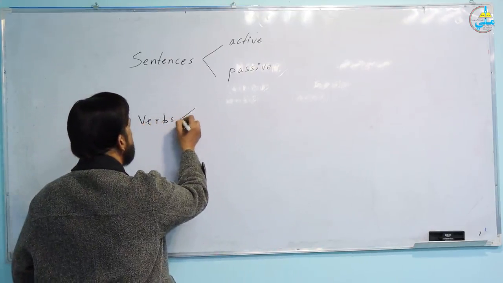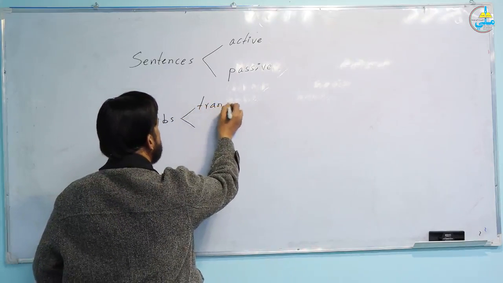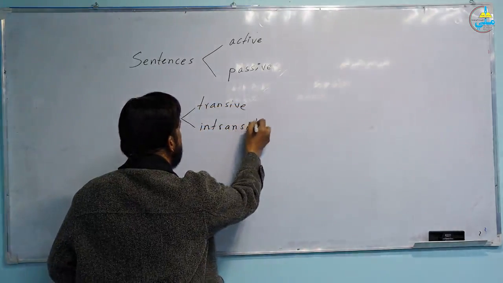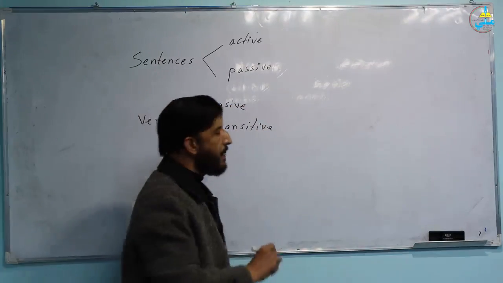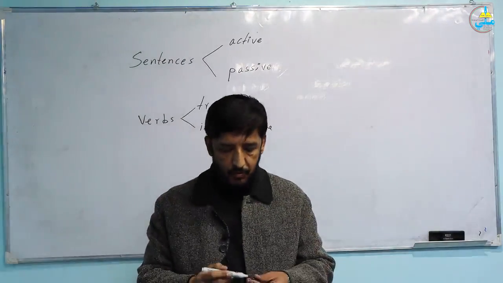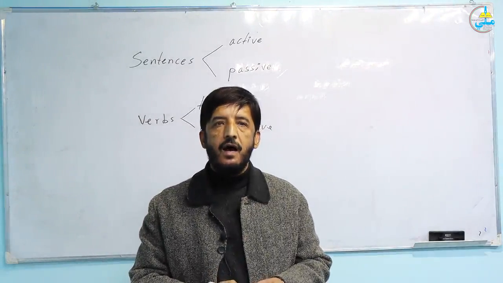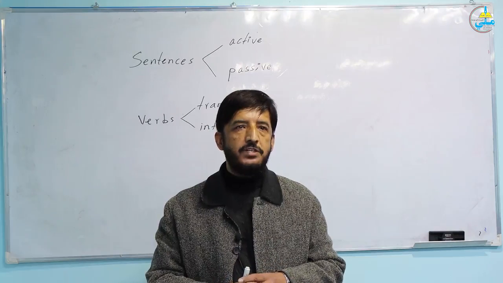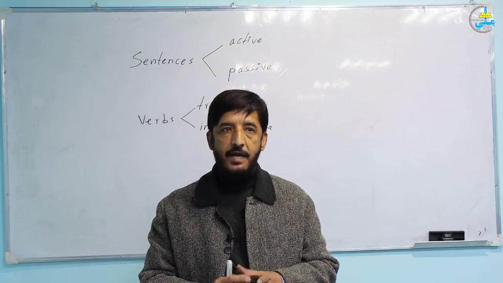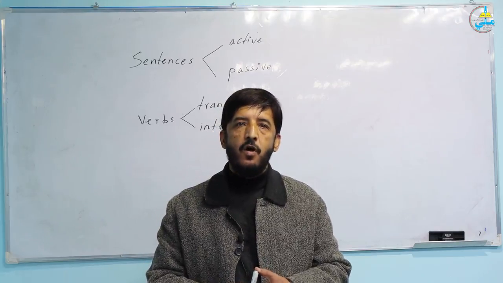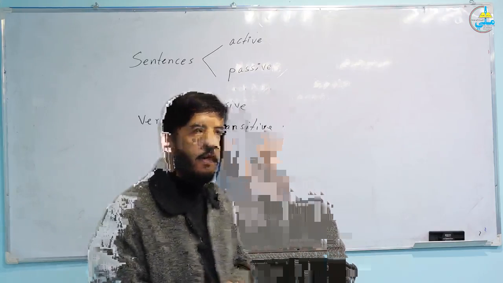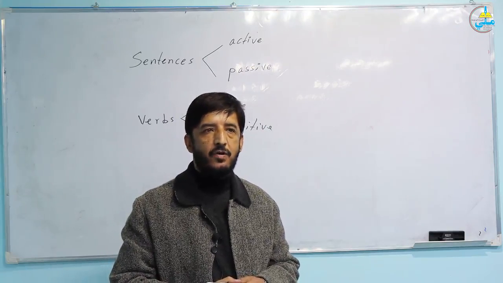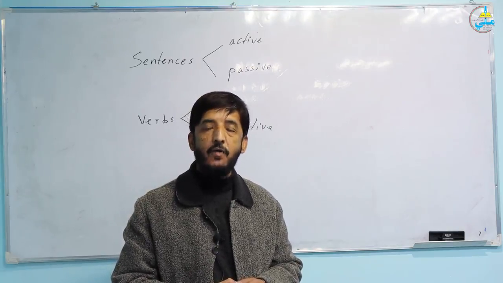Verbs are divided in two groups, transitive verbs and intransitive verbs. Transitive verbs are those verbs which require object, and intransitive verbs are those verbs which don't require object. So we can change those sentences into passive which have objects.